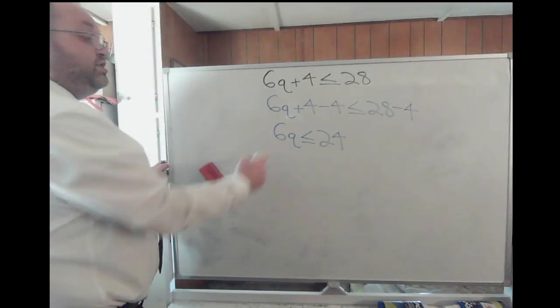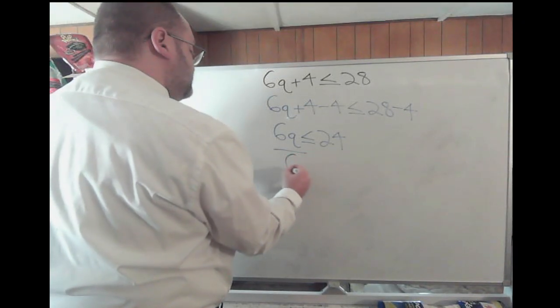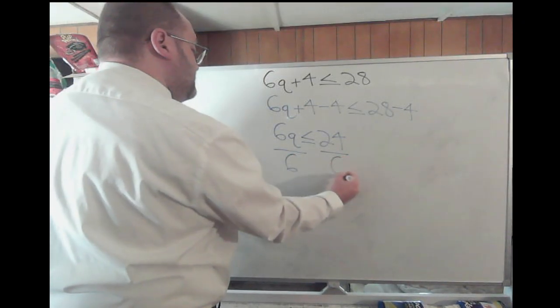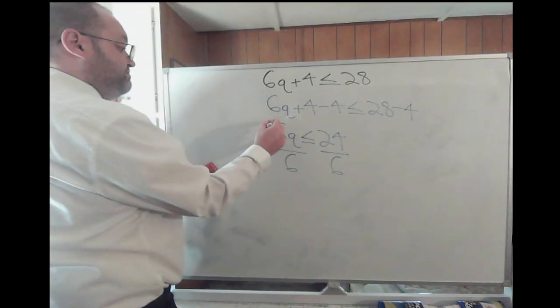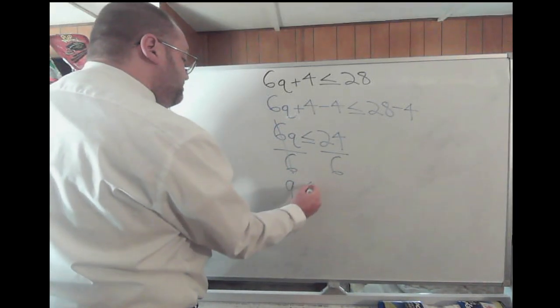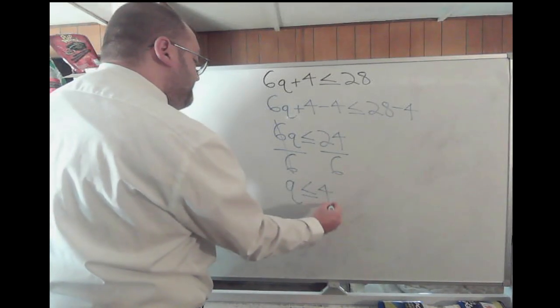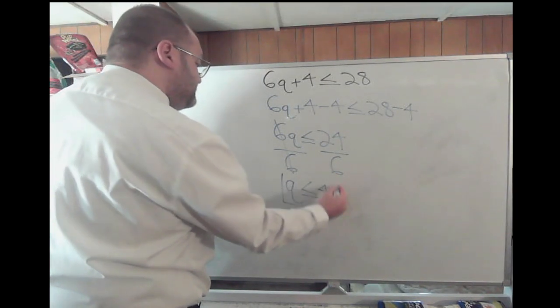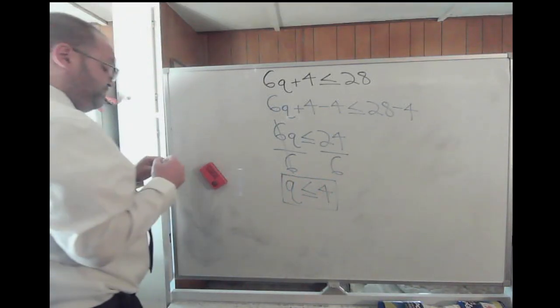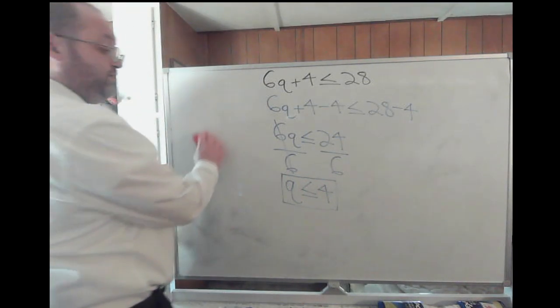Well, we have 6q. We want to solve for just q. So you divide both sides by 6. Left side, you have the 6's canceling out. You're just left with q. Will be less than or equal to 24 divided by 6. That's 4. So then q is less than or equal to 4. That's the answer you get. Q is less than or equal to 4.